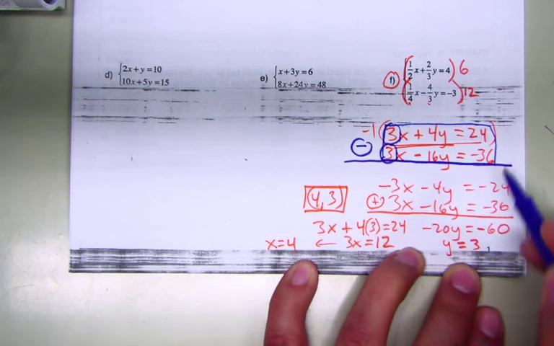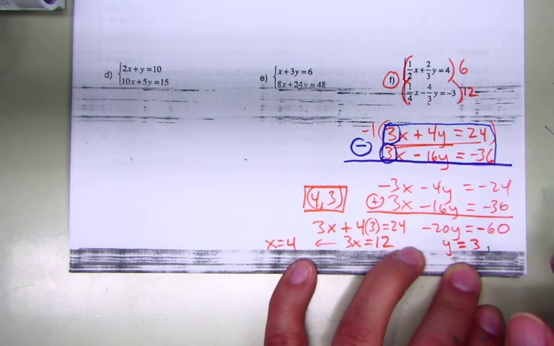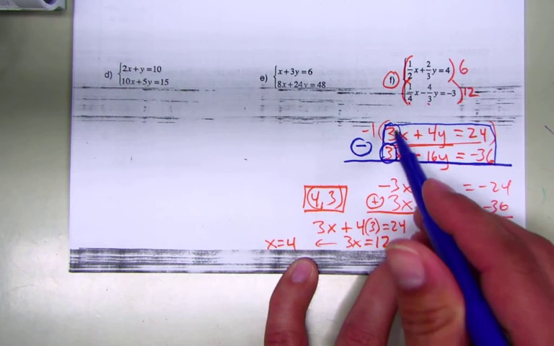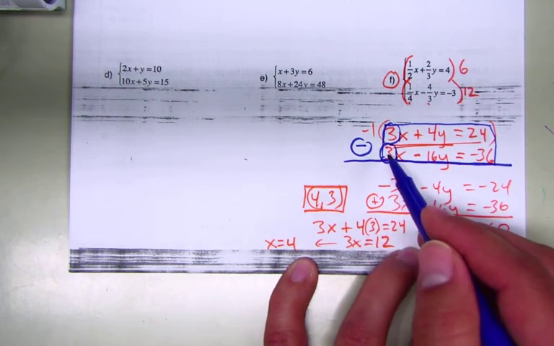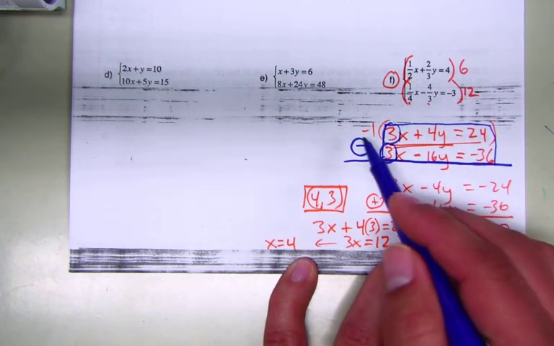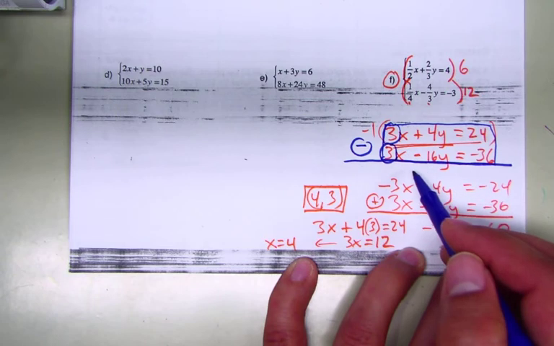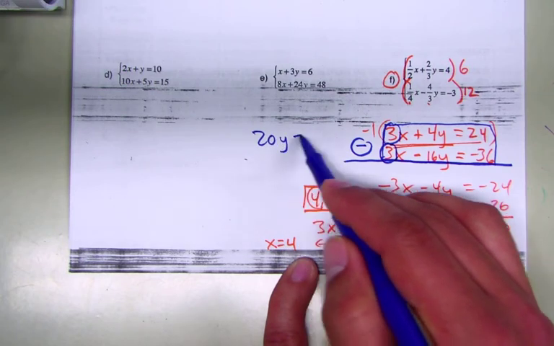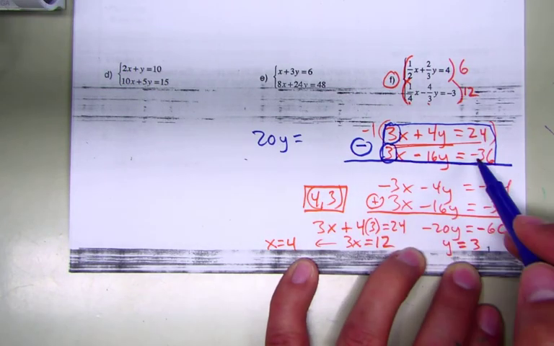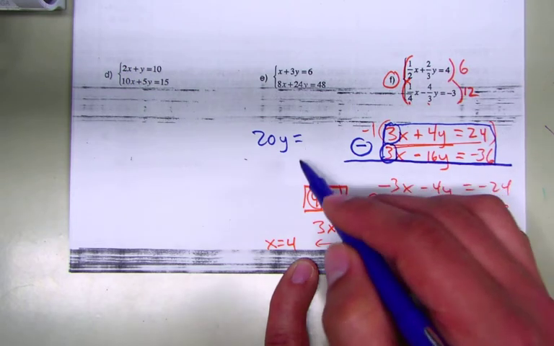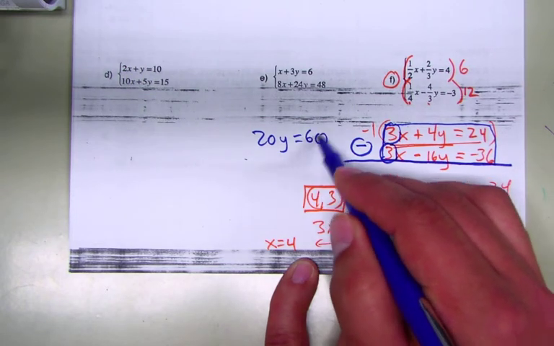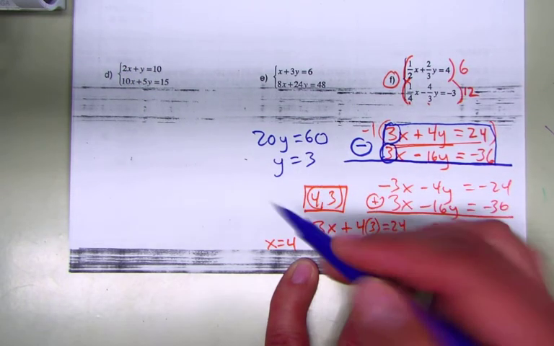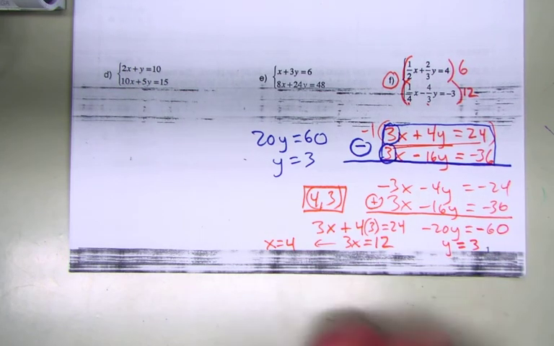So if you just subtract the two equations together, you'll get the same thing. 3x minus 3x equals 0, right? And then what's 4 minus negative 16? Just 20. 24 minus negative 36 is really just adding, so that's 60. And then right away you get y is 3, and again you can go from there. Okay? Does that make sense?